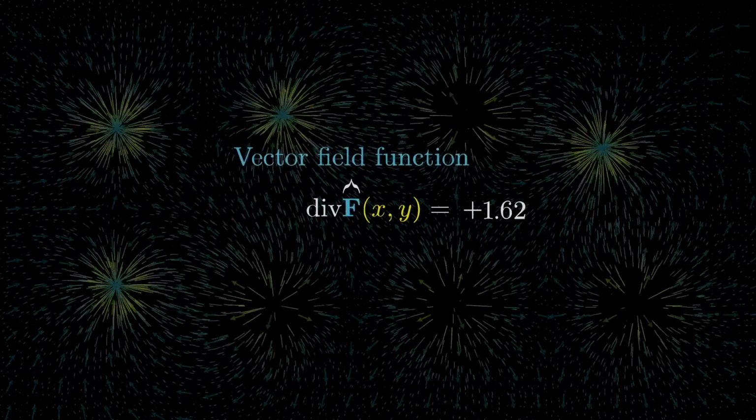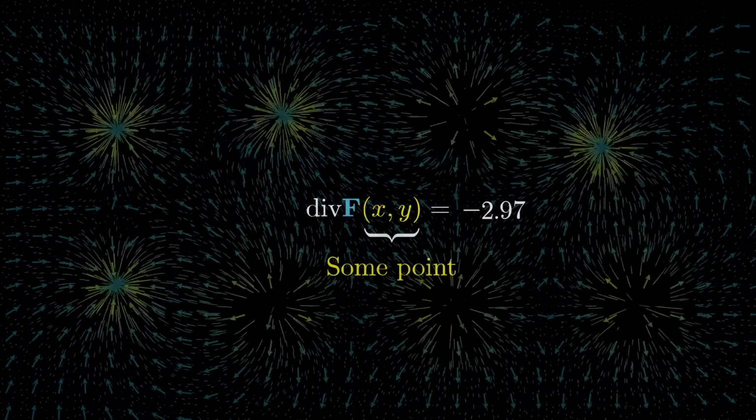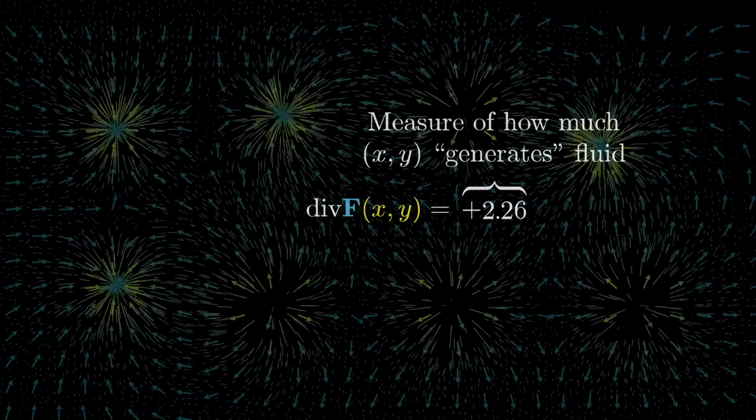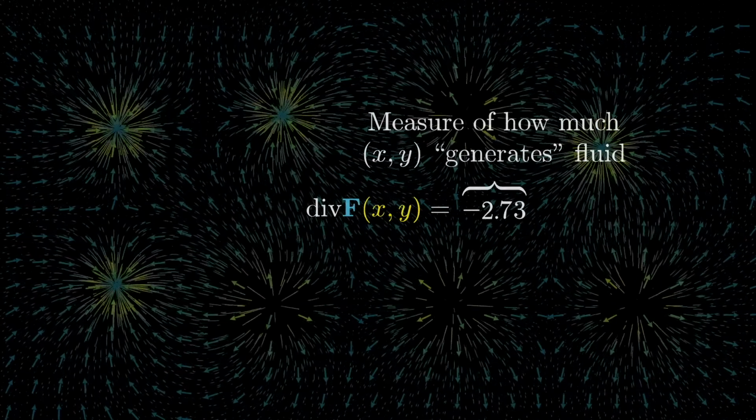Around some points, like these ones, the fluid seems to just spring into existence from nothingness, as if there's some kind of source there. Some other points act more like sinks, where the fluid seems to disappear into nothingness. The divergence of a vector field at a particular point of the plane tells you how much this imagined fluid tends to flow out of or into small regions near it.